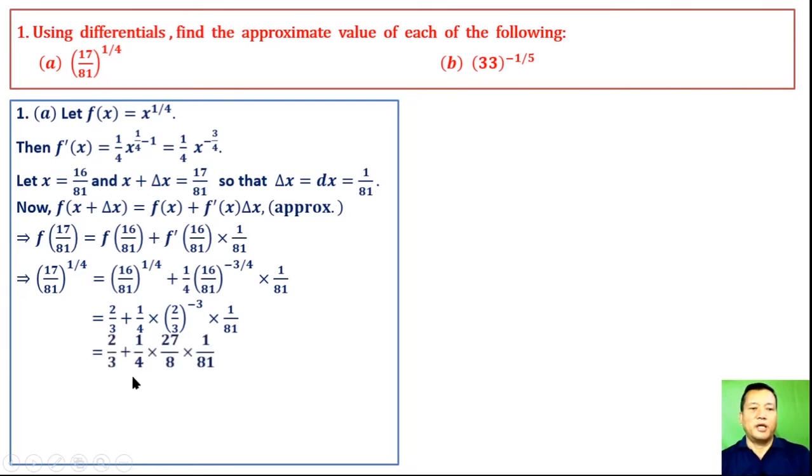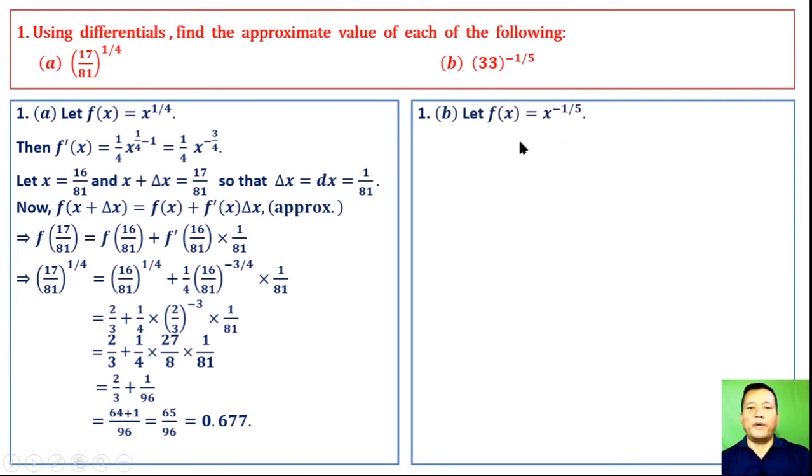We get this, and this is 2 by 3, plus 1 by 4 into 27 by 8 into 1 by 81. This is 2 by 3 plus 1 by 96, and summing up we get 65 by 96. By dividing we get 0.677, which is the required value.